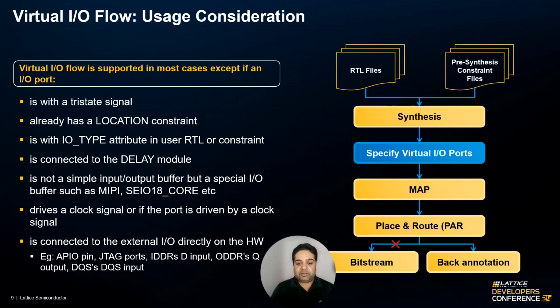This flowchart shows how the virtual IO flow is used in the Radiant design process. During pre-synthesis or post-synthesis, you can specify virtual IO ports in the constraint files and RTL files. The map process will include the virtual IO constraints. The place and route process will also consider these constraints. However, please note that, as stated before, bitstream generation will be disabled when virtual IOs are inserted in the design. You can always use the back annotation to refine the design after place and route.